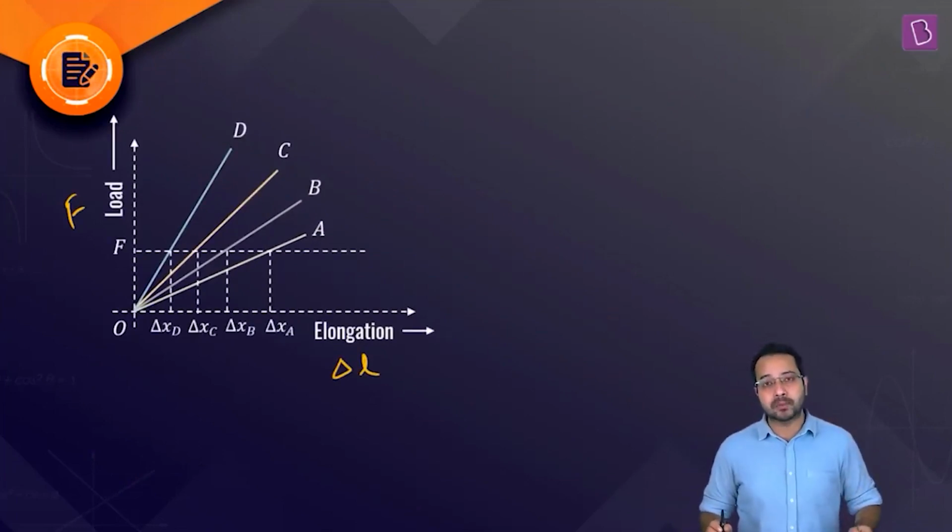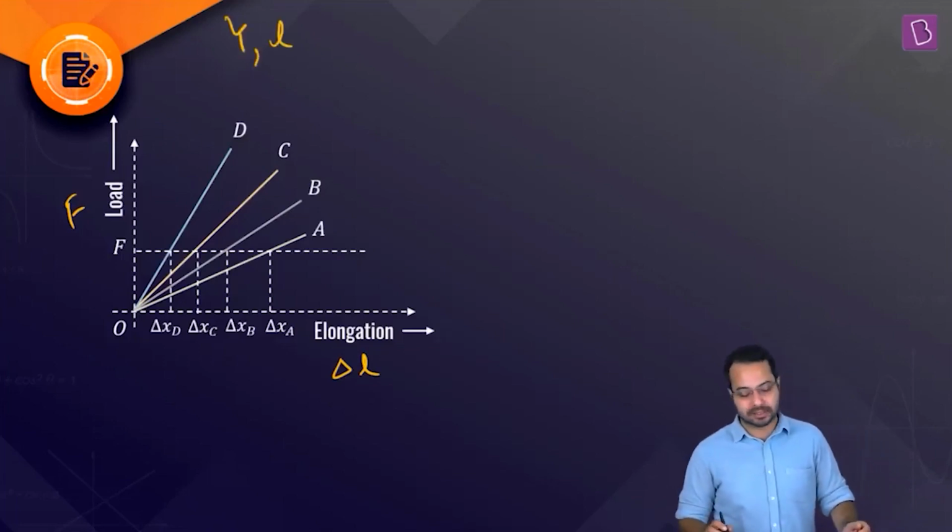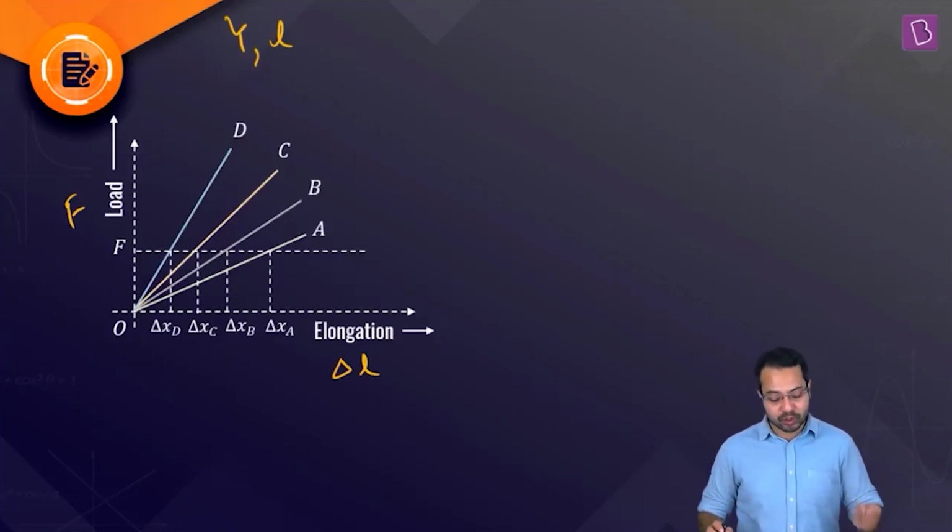Now all the wires are made up of the same material, which means they will have the same Young's modulus, and all of them have the same length. Okay, so we need to find out which of these 4 wires is going to be the thinnest. How do we decide thinnest? We decide thinnest by area of cross section.